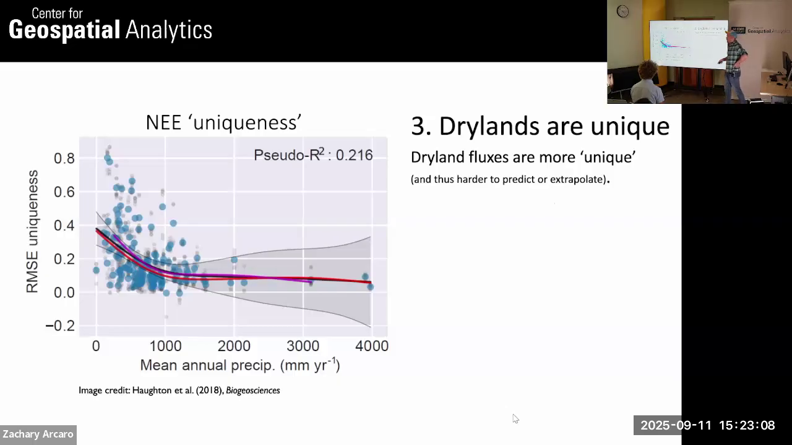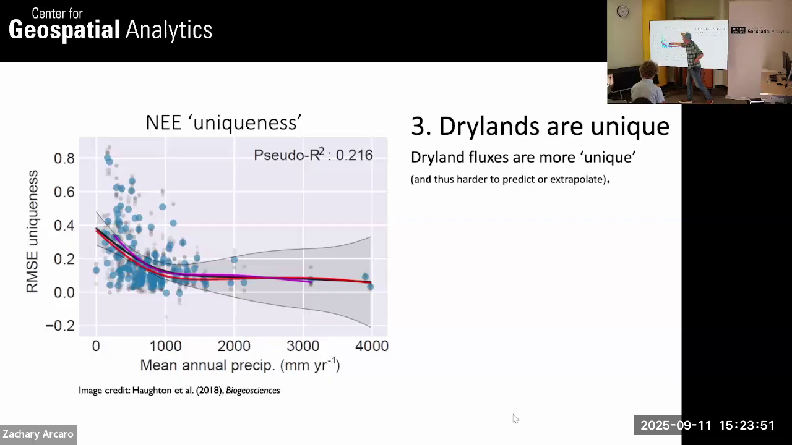The third problem that we identified is that drylands are particularly unique. And what we mean by unique is that it's harder to extrapolate a relationship fit at a different site to a site that was unseen by the model than it is in other types of ecosystems. So what's shown here is a really nice paper from Houghton in 2018 showing a uniqueness score as a function of precipitation. In other words, how hard is it to predict, in this case, net ecosystem exchange, which is the reverse of net ecosystem production, at a site that was unseen by the model?